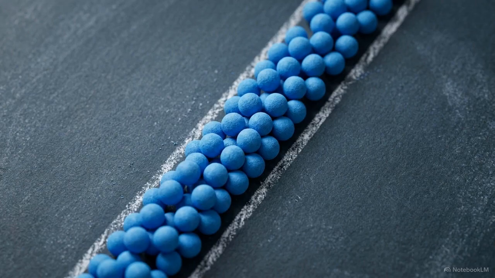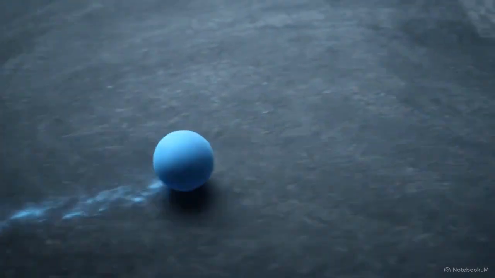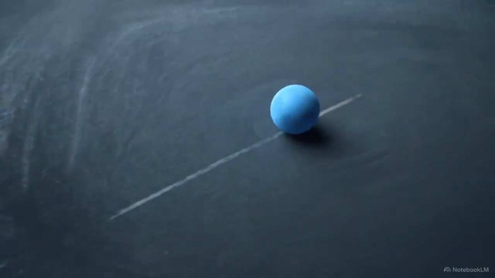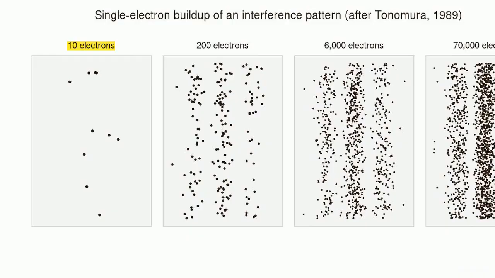Since Davisson and Germer used a beam of millions of electrons, it was unclear if the wave pattern resulted from electrons interfering with each other. In 1989, Akira Tonomura at Hitachi used an electron biprism to test the behavior of single electrons. The intensity was turned down so low that only one electron was in flight at any moment, ensuring no particle could interact with another. After 10 electrons pass through, the detector records 10 random scattered dots.